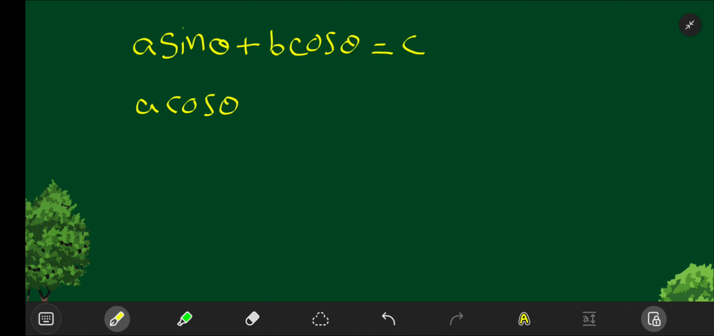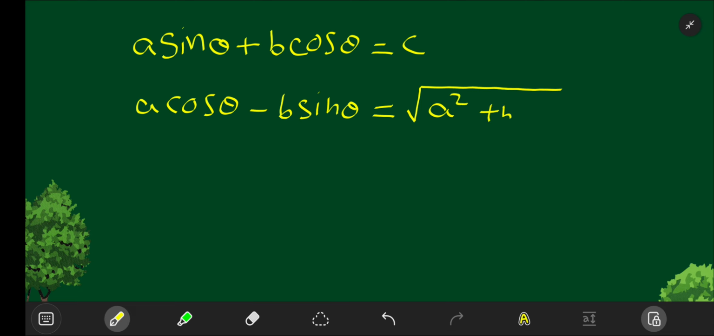A sin theta plus B cos theta is equal to C. Then A cos theta minus B sin theta is equal to square root of A square plus B square minus C square.